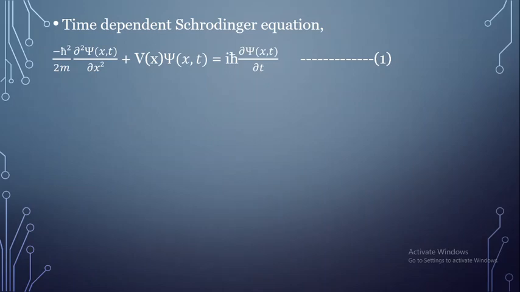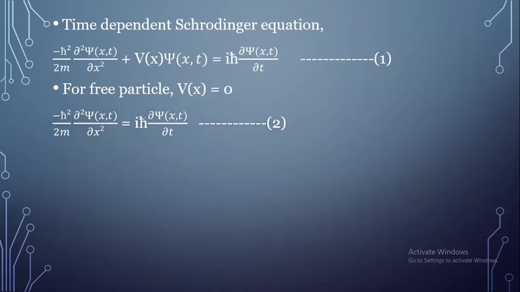Time dependent means, as already discussed, the wave function depends on position as well as time. Such a relation is nothing but the time dependent Schrodinger equation. Let us call it equation number 1. Then for a free particle, we have already seen that the potential V of x equals 0, that is the potential energy. If you substitute this in equation number 1, the second term will vanish and we get minus h cross square by 2m dou square psi by dou x square equals i h cross dou psi by dou t.